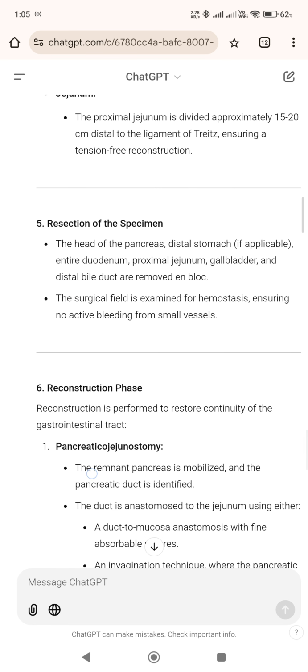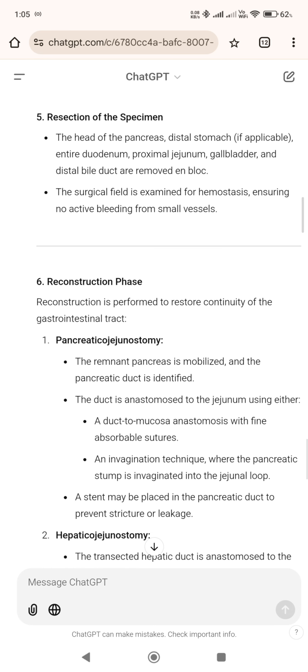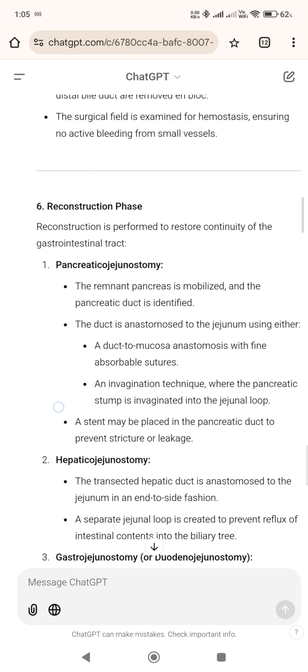5. Resection of the specimen. The head of the pancreas, distal stomach, if applicable, entire duodenum, proximal jejunum, gallbladder, and distal bile duct are removed en bloc. The surgical field is examined for hemostasis, ensuring no active bleeding from small vessels.